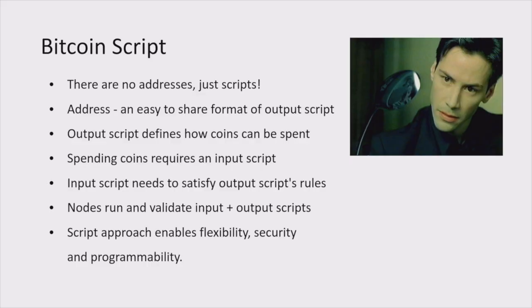So first of all, let's talk about Bitcoin script. As most of you probably know, there's no real need for addresses. We're just working with scripts, and an address is just an easy way to share the format of the output script. Of course, we need an input script to unlock our script, and we need to satisfy those rules. Now, the script approach is instead of a predefined command. When we have the script approach, we get flexibility, security and programmability.